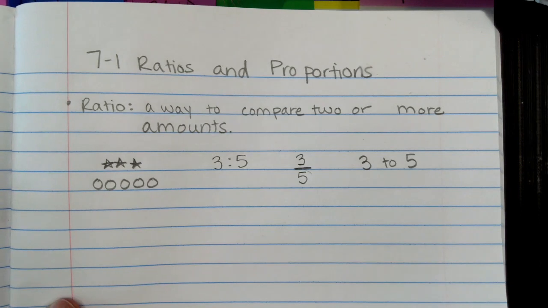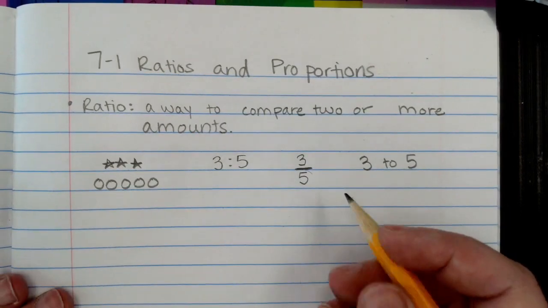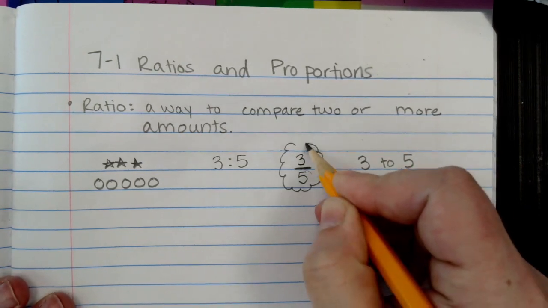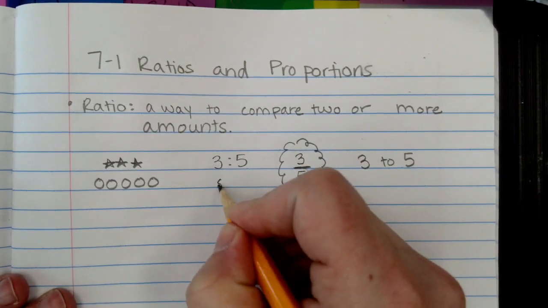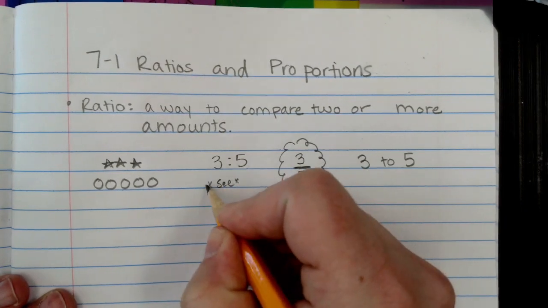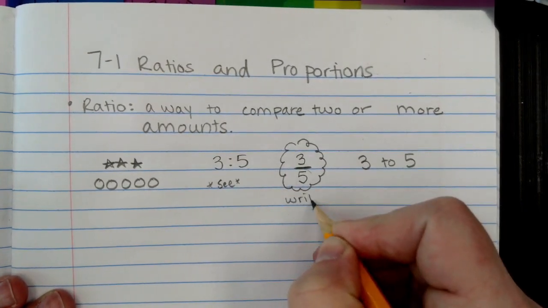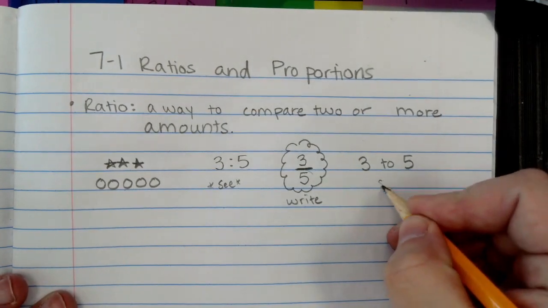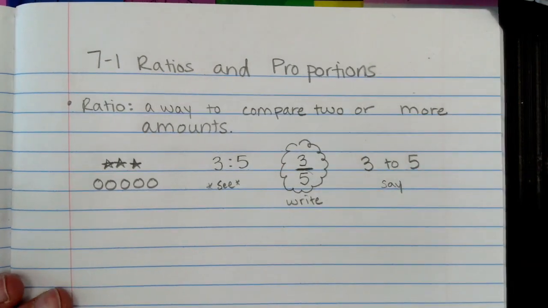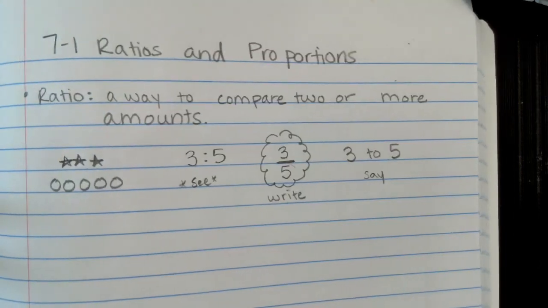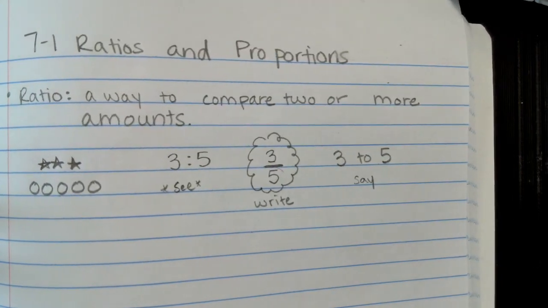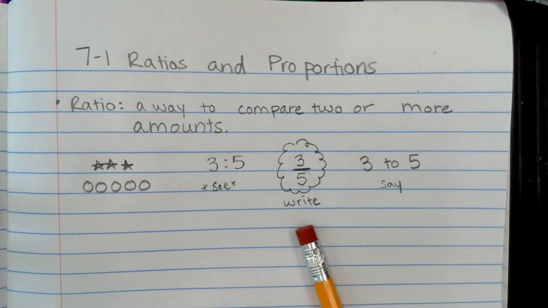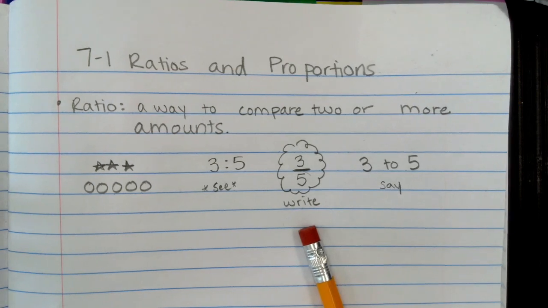Alright, so that's our ratio. Generally speaking, in math, we're going to use this one the most. You might see this one a lot, but when we write it, we are going to write it in that fraction form. And then this is how we say it: 3 to 5. So a lot of times we'll see 3 colon 5. When we show it in our work, we'll write 3 over 5. And then we'll say 3 to 5.